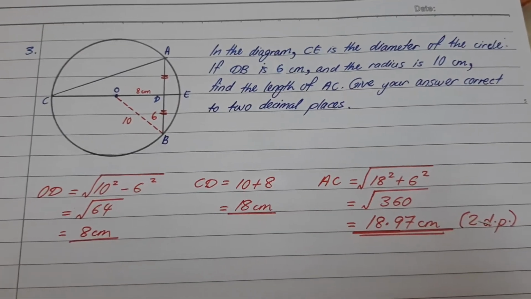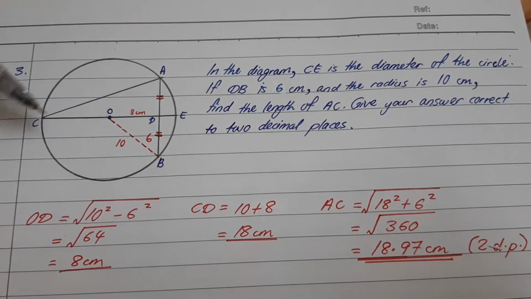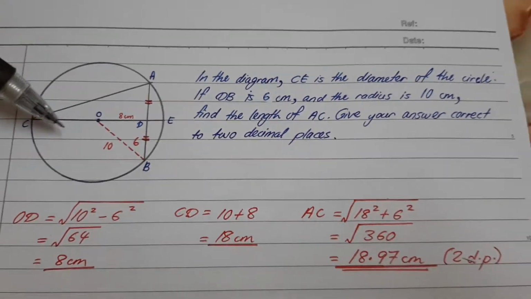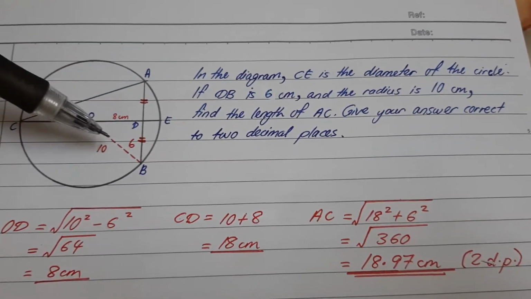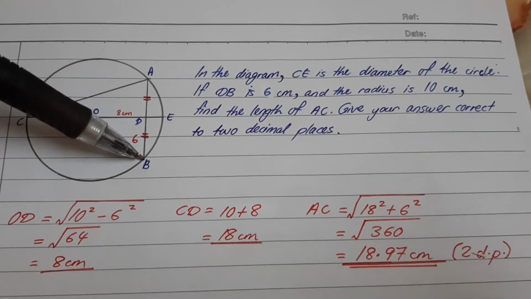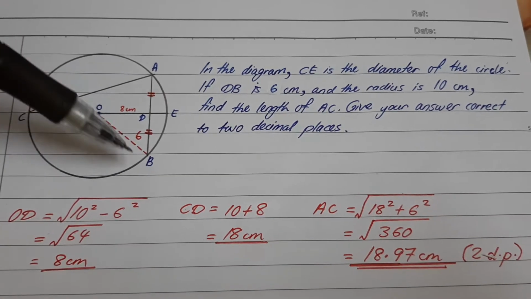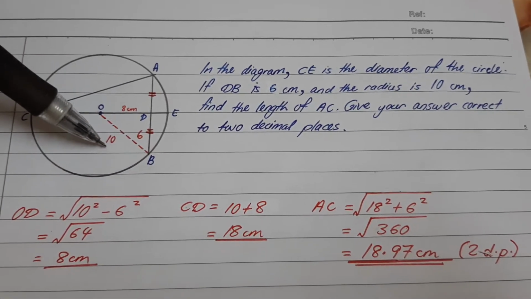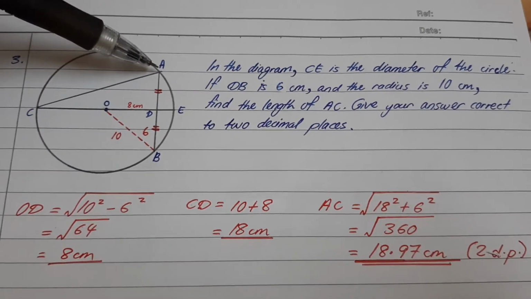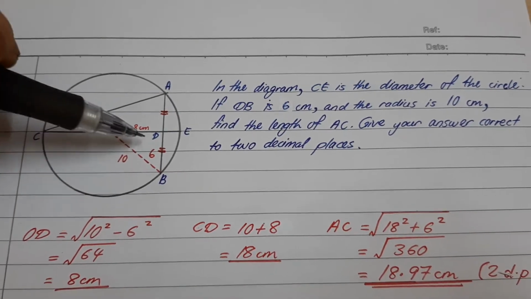Looking at the next example here, it's a bit more involved. In the diagram, CE is the diameter, from one point to another passing through the center. If DB is 6 centimeter and the radius is 10 centimeter, then if I connect from the center to B, I get 10 centimeter. They ask you to find the length of AC. You see something new, AC. But before that, you need to find OD.